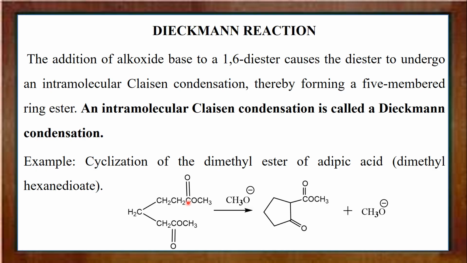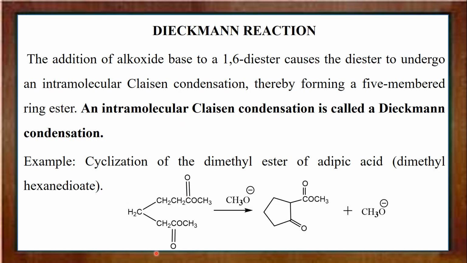group. A nucleophilic substitution takes place at this carbonyl carbon, pushing this alkoxide out. So the carbanion makes a bond with this carbon, pushing this bond out to form O minus. O minus comes back, pushing out this methoxide. That results in the formation of a cyclic beta keto ester. So the Dieckmann reaction is an intramolecular Claisen condensation.